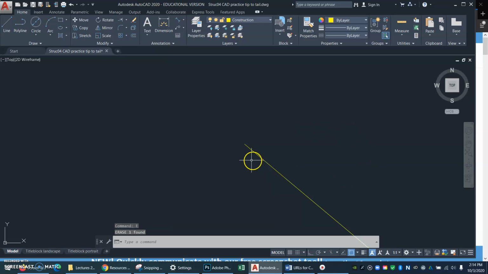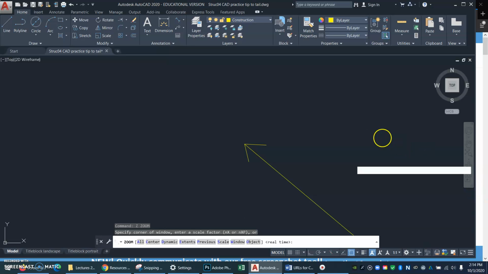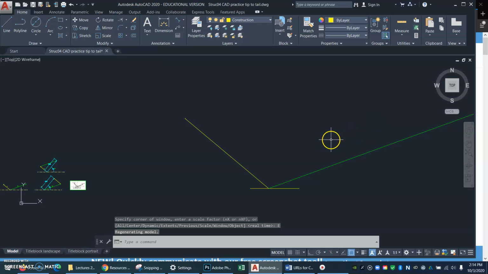And another thing you could do, you could also maybe just do a polyline, come out here in space, and make a dorky looking arrow like that. That's perfectly fine too. So arrows are the annoying part of these forces.